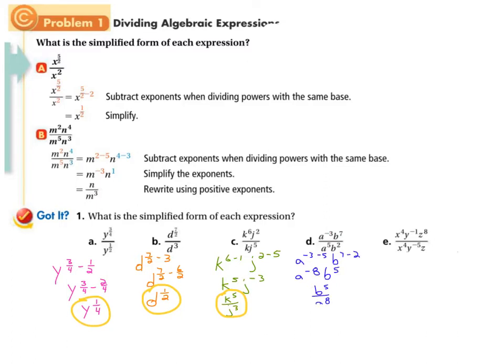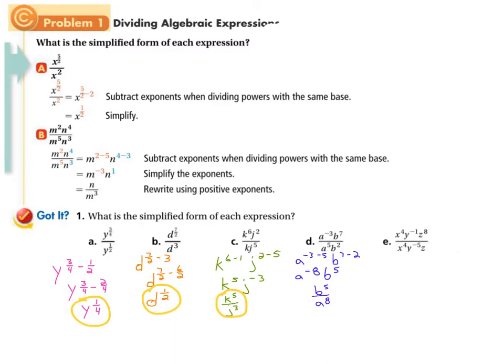Oh, there it is, sorry. Okay, and so when we come up here, we say, okay, let's resolve that. Negative 3 minus 5 is negative 8, and 7 minus 2 is 5. So the only thing left to do now is to take that a to the negative 8, put it on the bottom as a to the 8th, because it has a negative exponent, so we want to jump the fraction bar. B to the 5th stays on top.